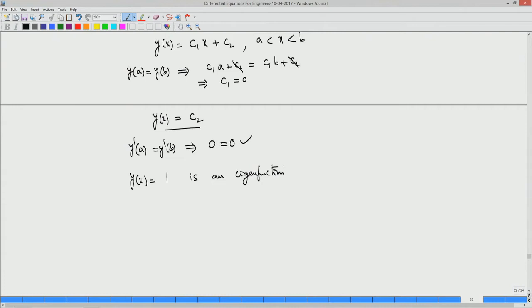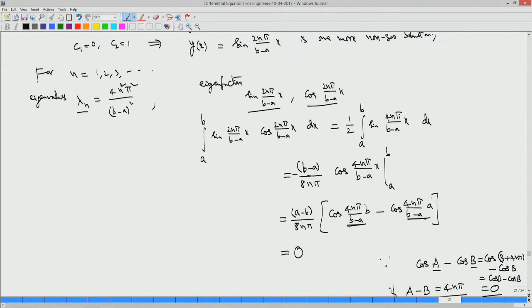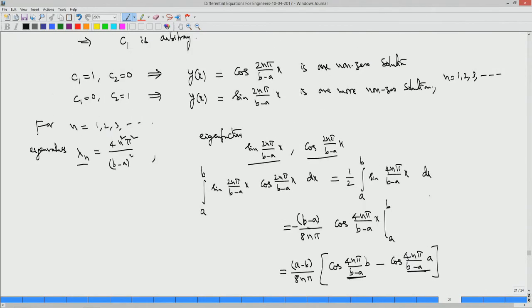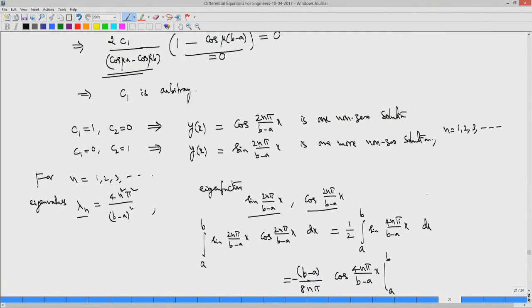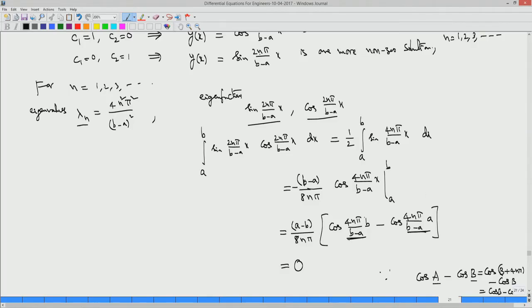Because I have a non-zero solution, it is an eigenfunction corresponding to the eigenvalue lambda equal to 0. So this is simply a constant, which you can see from the earlier case when lambda n is equal to 4n square pi square by b minus a whole square. When I put n equal to 0, if I include 0 here, lambda is 0, that is the second case.